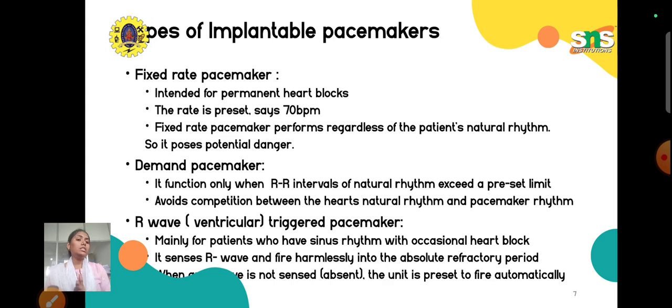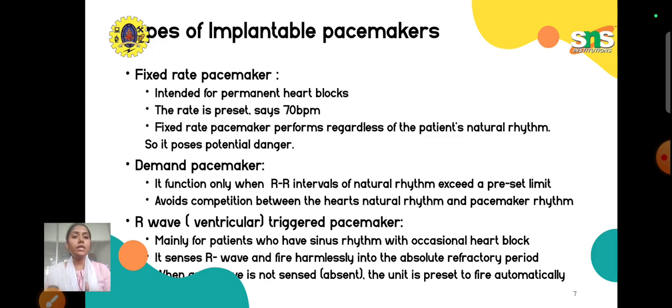This type of firing in the absolute refractory period happens only when it senses a proper RV, when it sends the proper RV. If, for example, the cardiac pacemaker doesn't sense any RV, that is, there is no presence of RV, then the pacemaker will take over its function. It will continuously give the impulse automatically, at whatever preset value we have fixed. So in this way we avoid the competition between natural heart rhythm and pacemaker rhythm.